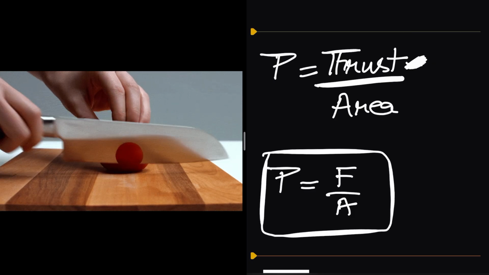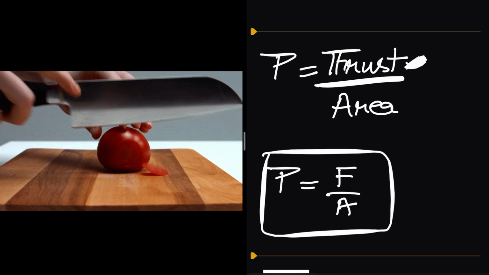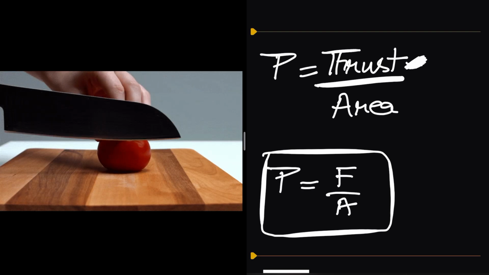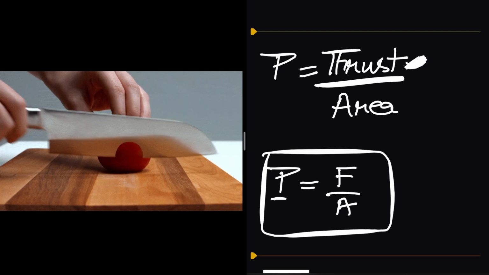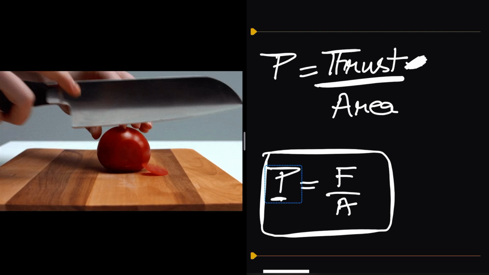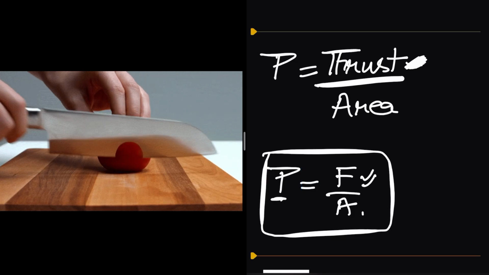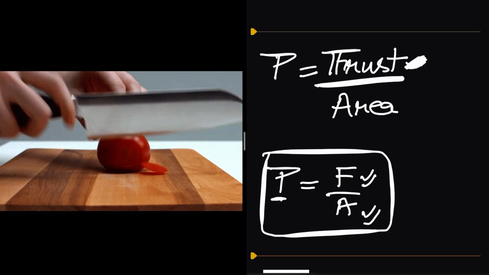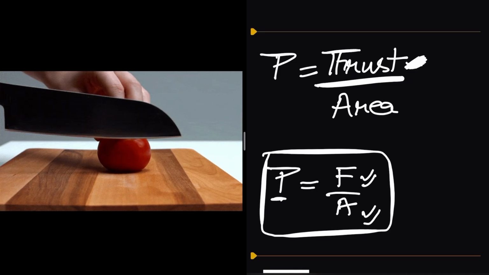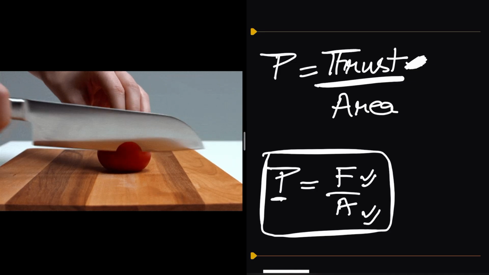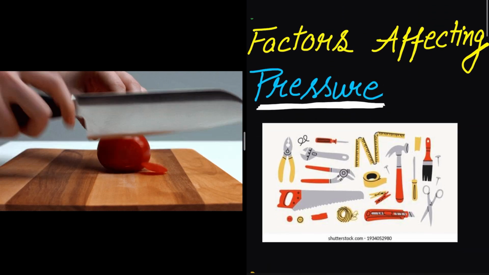Now we will study the factors which are affecting the pressure. Students, from the formula it is clear that the pressure depends upon two things. What are those two things, students? One is the force and the other one is the area. Let's see one by one how these two factors affect the pressure. Let's start with the first one.